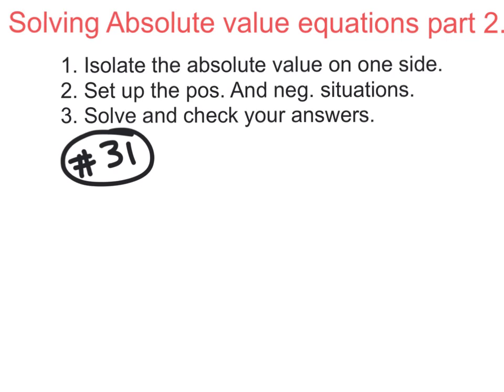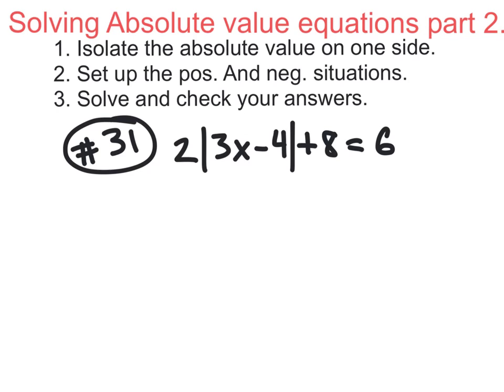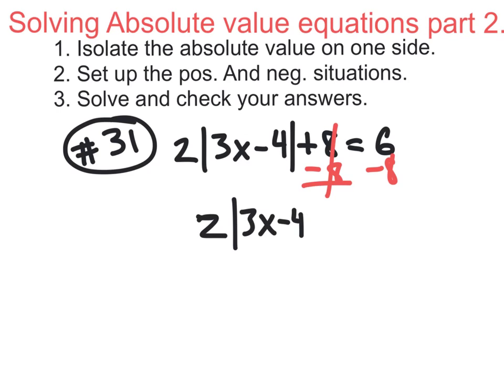Number 31 from our homework tonight is this. And step 1 says for us to isolate the absolute value. So we want to get rid of the plus 8 and this times 2 out in the front. So I'm going to subtract 8 first. Cancel, subtract 8. I end up with 6 take away 8. That's a negative 2. So let me rewrite my whole equation. I have a 2 absolute value, 3x minus 4 absolute value equals negative 2.